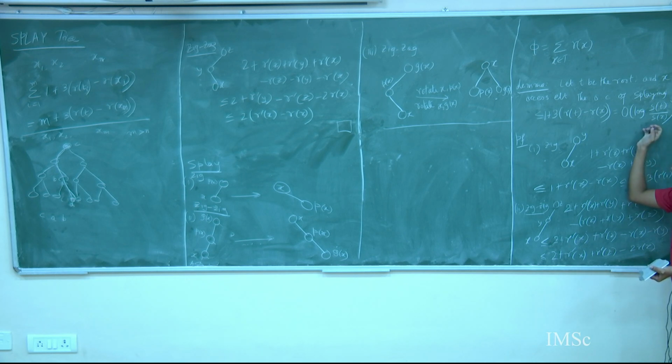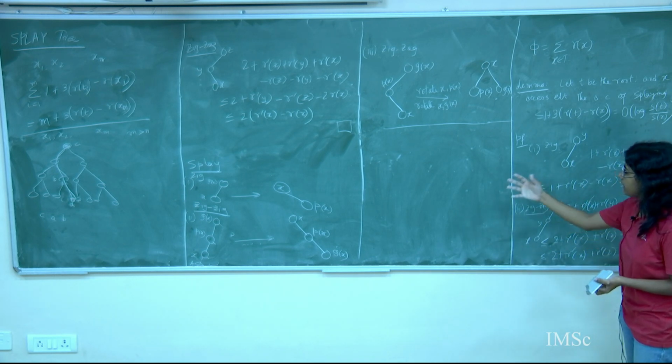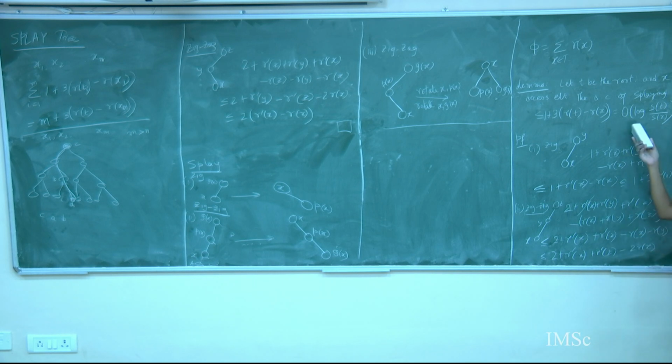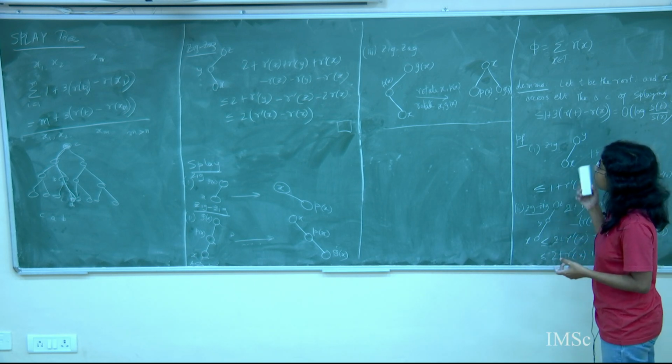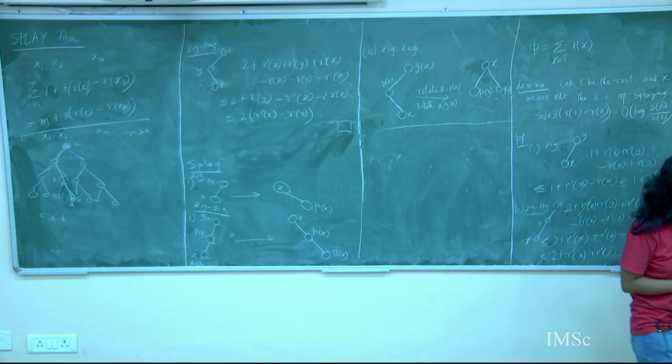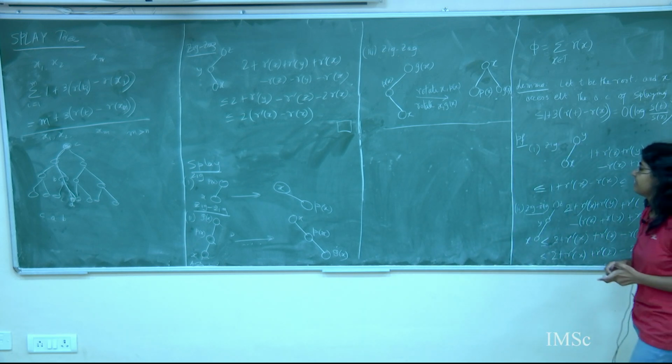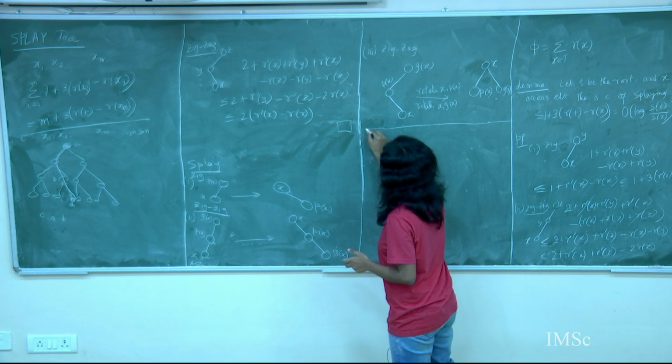This potential function lets you prove this bound, and this bound is good. As you will see, in whatever we'll be proving now, we'll be using this lemma very crucially. But yes, why this potential function exactly? People are looking for that.